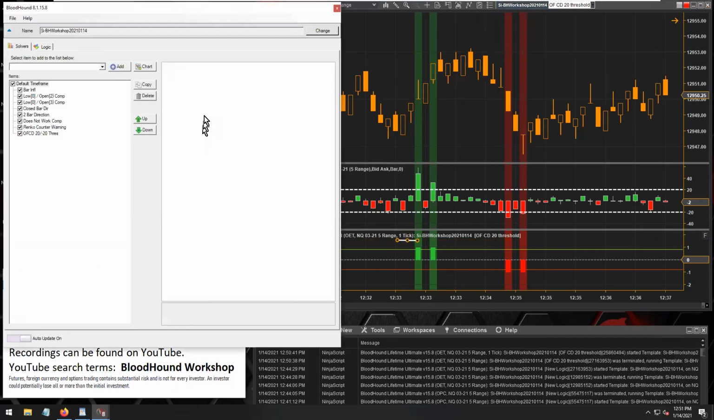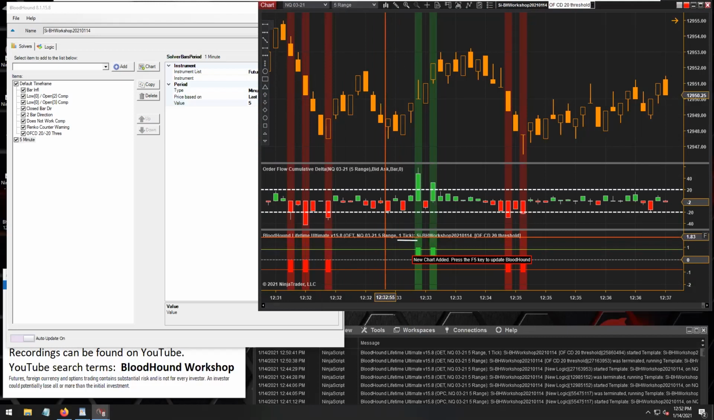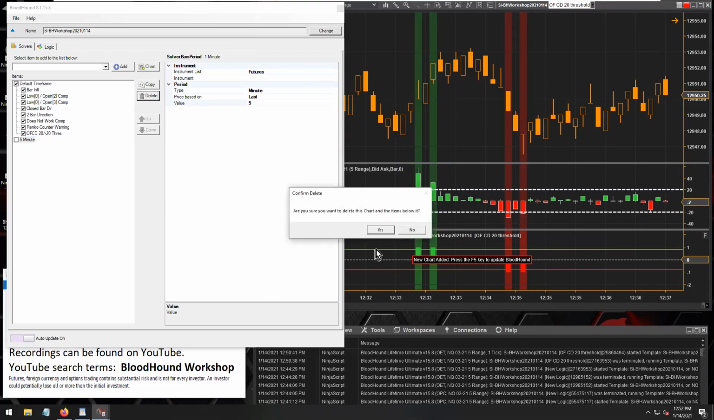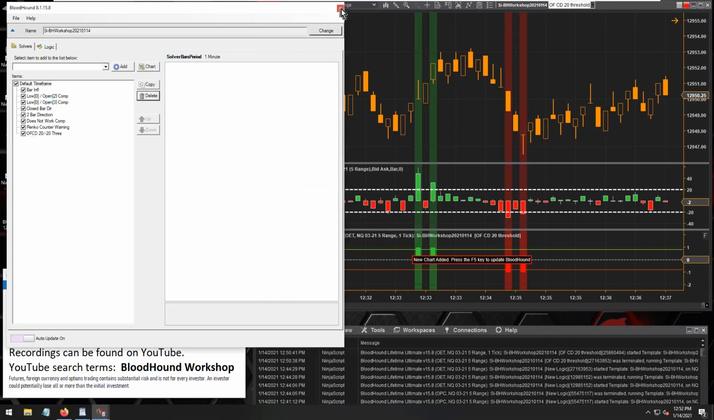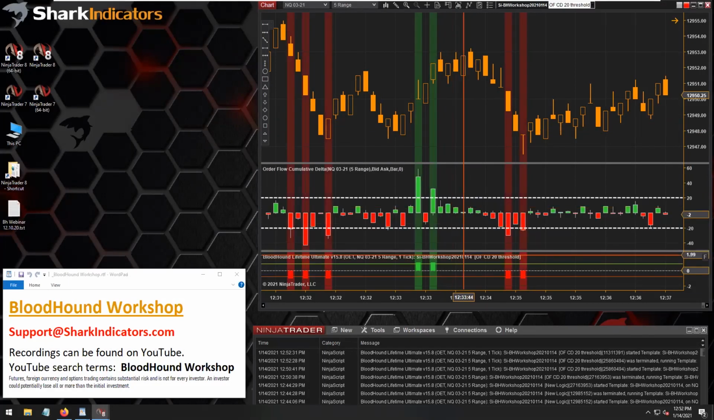And there's actually a third option as well. If you do add secondary time frames within BloodHound, so maybe you want to take a look at stuff from a 5-minute chart, then obviously that 5-minute time frame is going to show up on this list as well. So anyways, just a little extra piece of information there. All right, let's close that out. And we've got to reload the chart again.